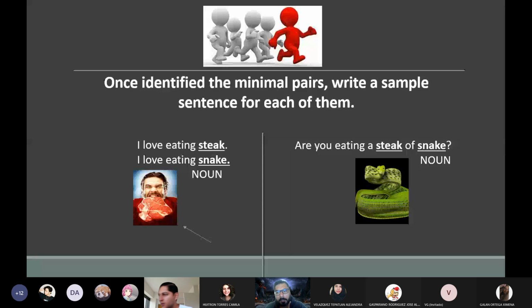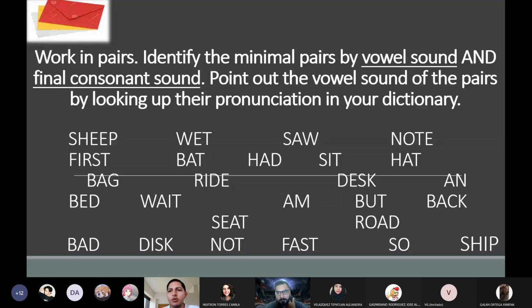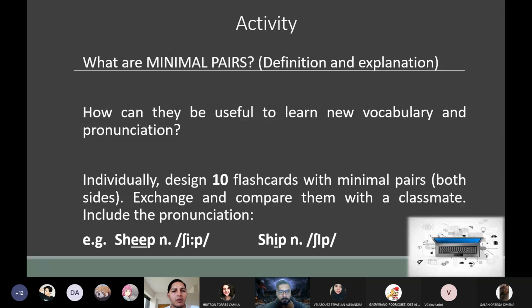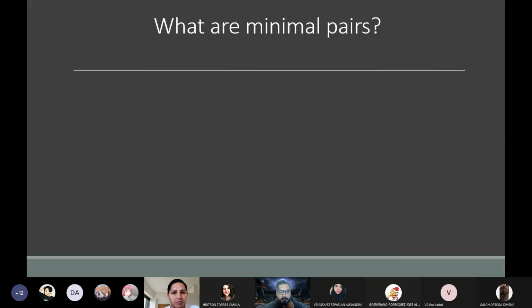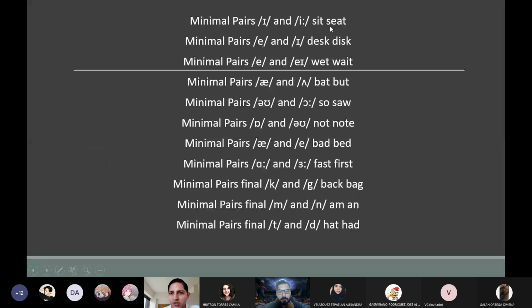Well, what's the second homework? The syntagmatic. Do you mind explaining it again? Because I understood something else. Sure. Well, what you're going to do is to design 10 flashcards with minimal pairs. That's number 1. And number 2, from these words, you're going to write both a syntagmatic drill and a paradigmatic drill.